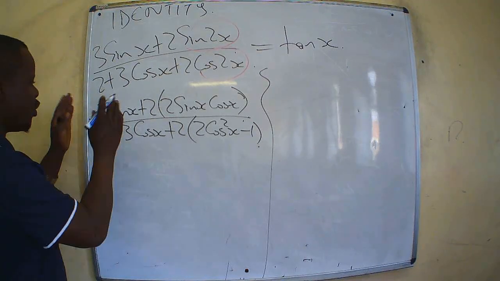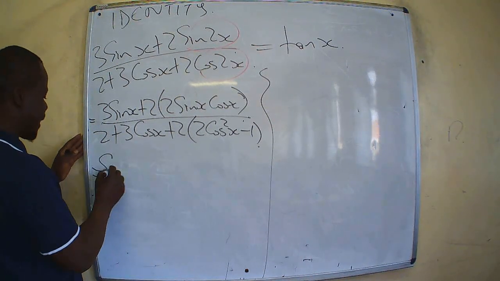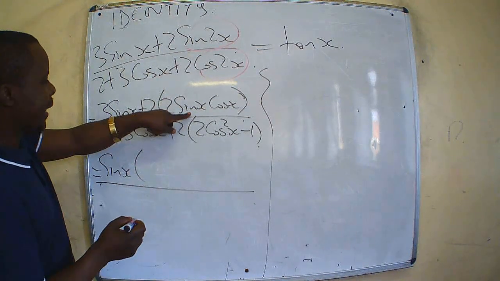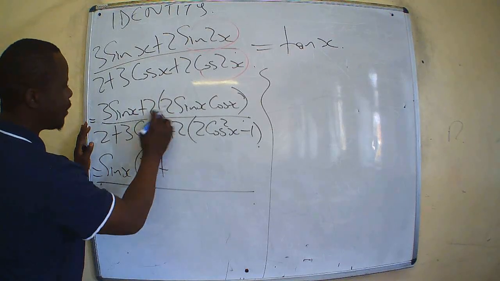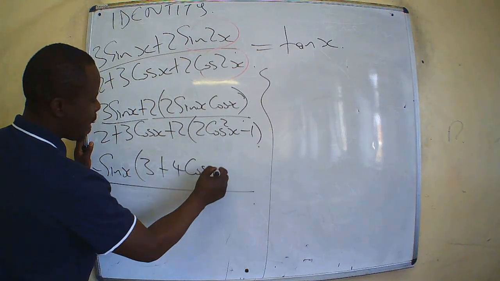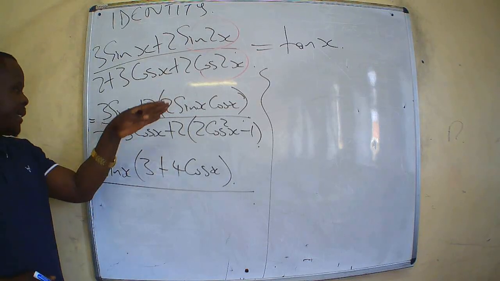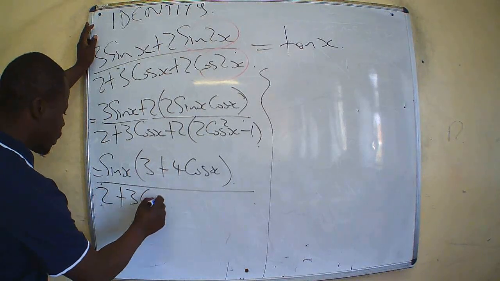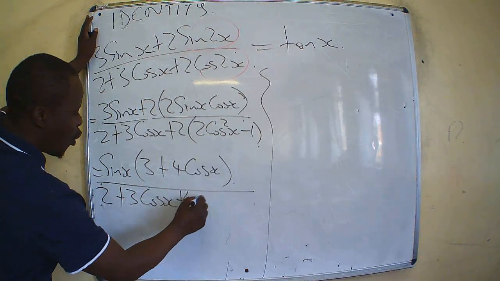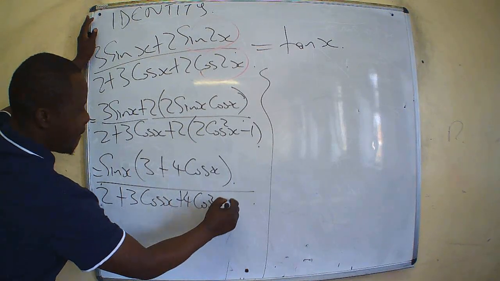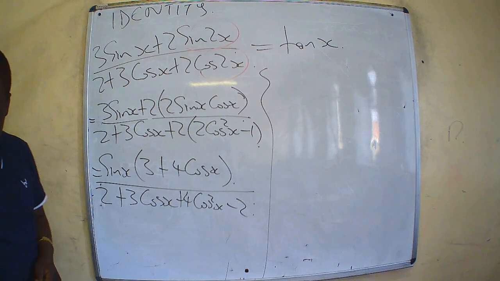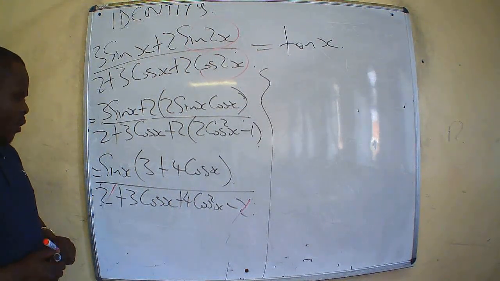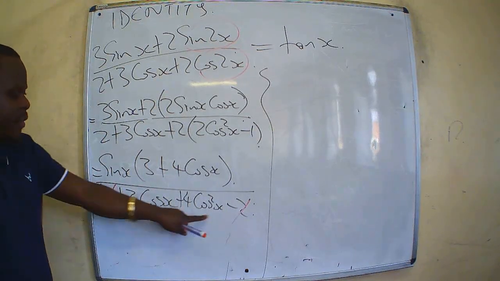Let us simplify now. On the numerator, we can factor out sine x, so we have 3 plus 2 times 2, which gives 4 cosine x. Now the denominator: 2 plus 3 cosine x plus 4 cosine squared x minus 2. We can see that the 2 and the 2 cancel out, leaving 3 cosine x plus 4 cosine squared x.